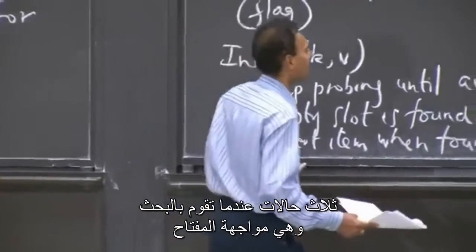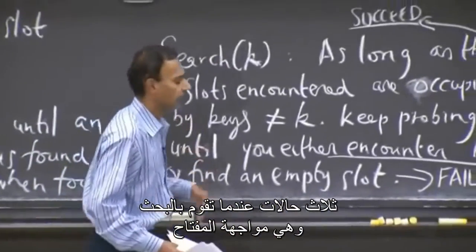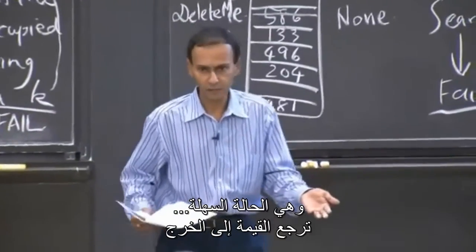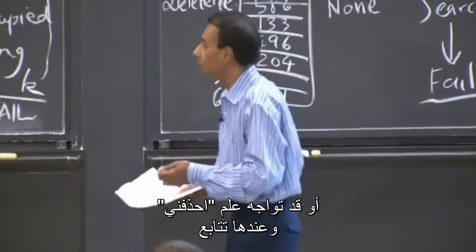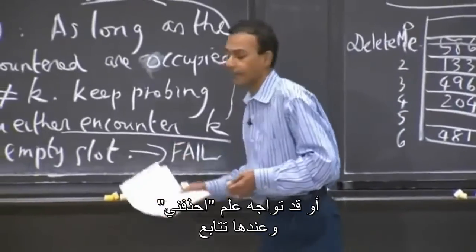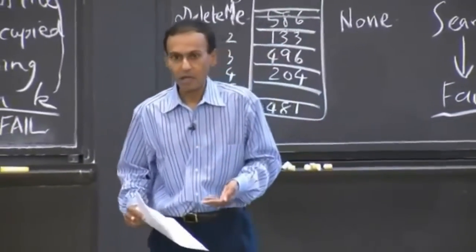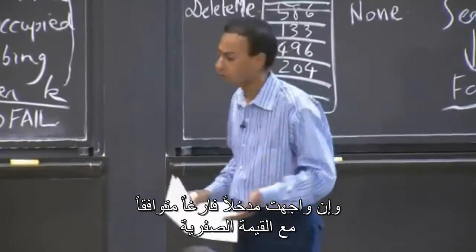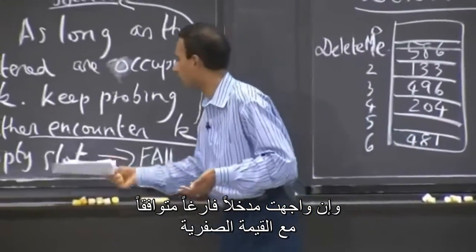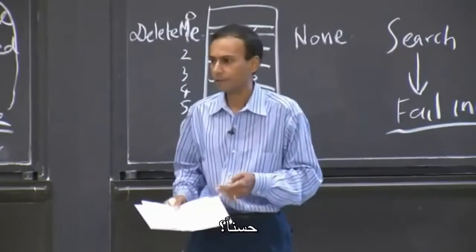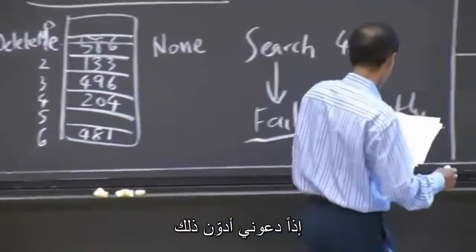The 3 cases when you're doing the search are that you encounter the key, which is the easy case, and you return the value. Or you could encounter a delete me flag, in which case you keep going, okay? And if you encounter an empty slot, which corresponds to none, at that point you know you failed and the key doesn't exist in the table. All right? So let me just write that out.